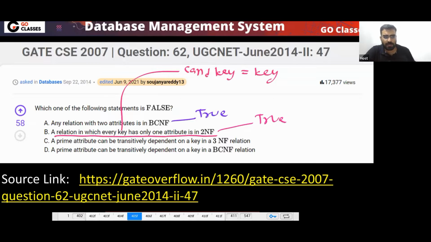What about the next one? What about option C? A prime attribute can be transitively dependent on a key in 3NF. No problem, it is fine, right? We don't have any problem. There is no problem. A prime attribute can be transitively dependent. Agree or not? This type of transitive dependency can be there.